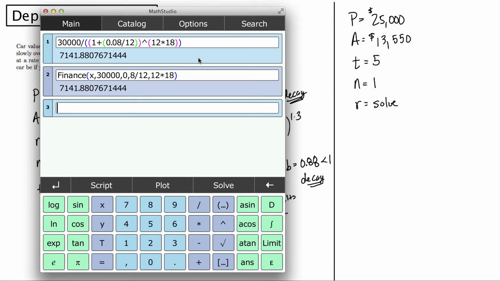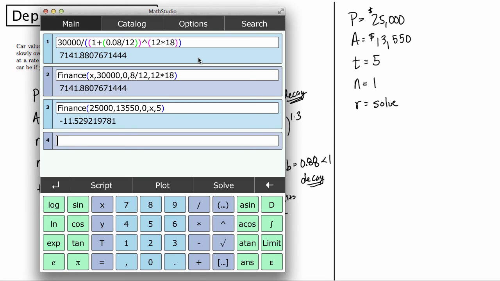And for this particular problem, however, in the finance command, the principal value is 25,000. The future value is 13,550. The amount of payment is 0. There's no payment here. The interest rate per period, I don't know the interest rate at all. It's just X. And the total number of periods is 1 a year for 5 years, so there's going to be 5 total periods here. And if I calculate, as it should, it's giving me a negative value.